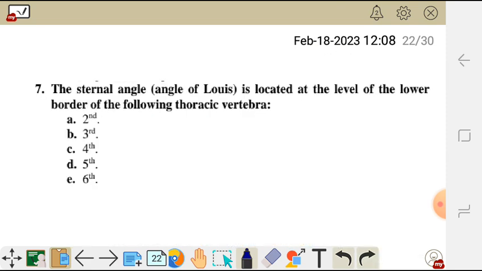The sternal angle of Lewis. It is also called the angle of Lewis. The sternal angle is located at the level of the lower border of the following thoracic vertebrae. So they are just asking about the level of the lower border of the thoracic vertebrae where the sternal angle is located. So A, second, B, third, C, fourth, D, fifth, and E, fifth. So now which one among these vertebrae, the lower border of these vertebrae forms where this sternal angle is located?